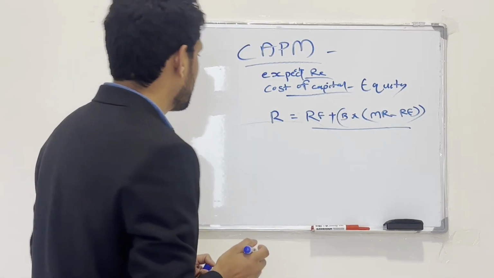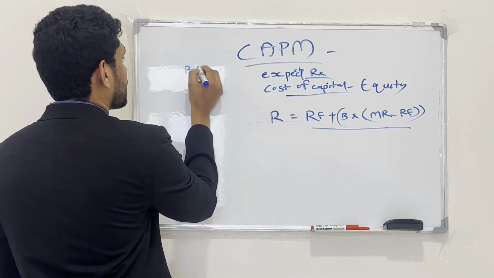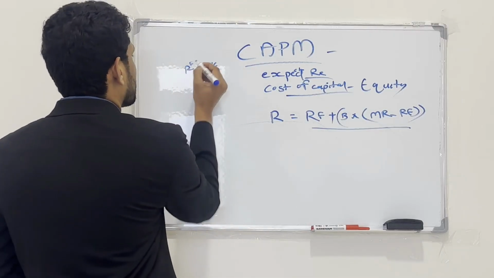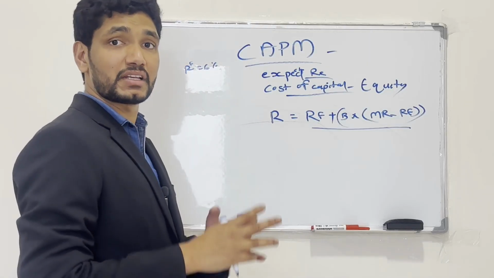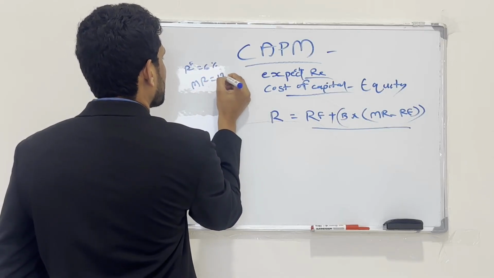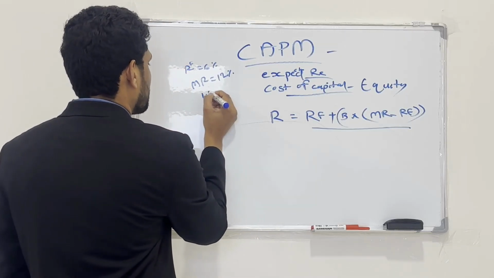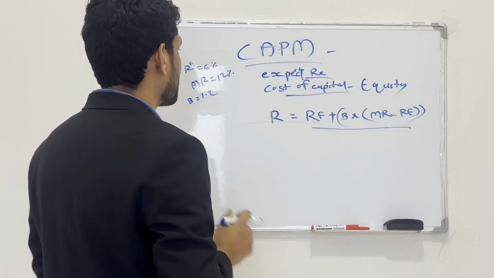So let's look at this example. Just assume the risk-free return is 6%. That means this 6% you can get from a bank deposit, so it is completely risk-free. And the market return, just assume it is 12%. And the beta, just assume it is 1.2. So in this case, how do you calculate the expected return?